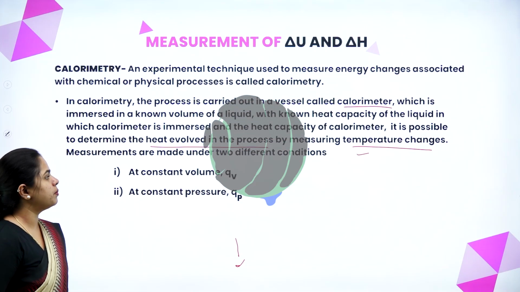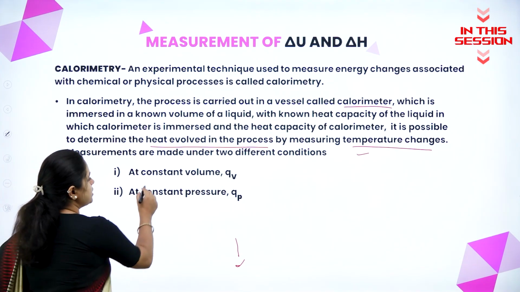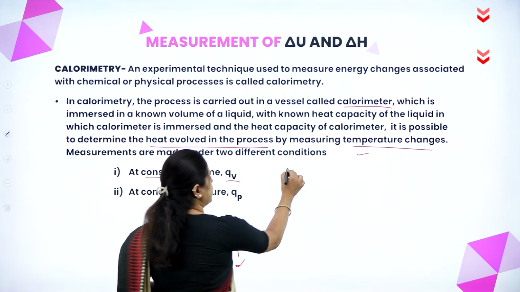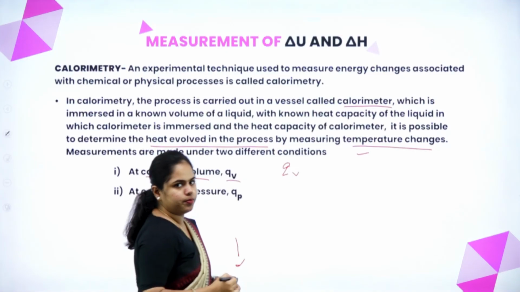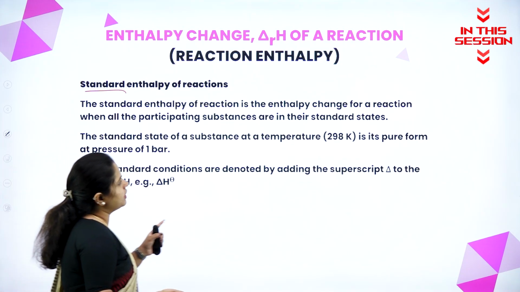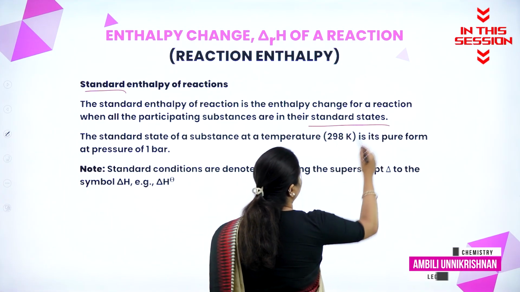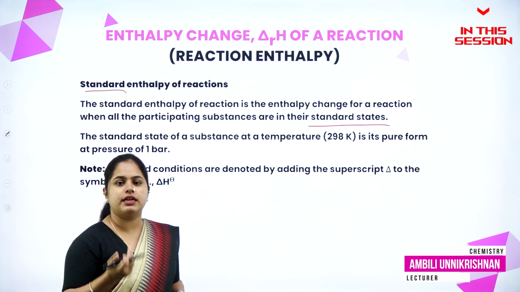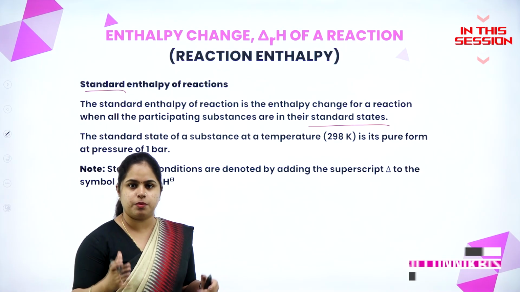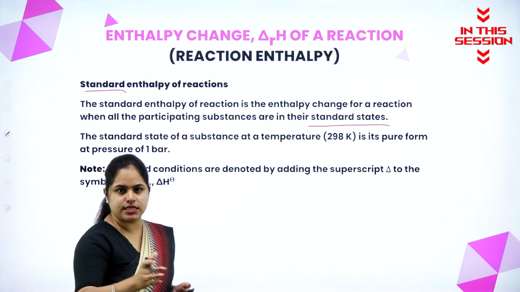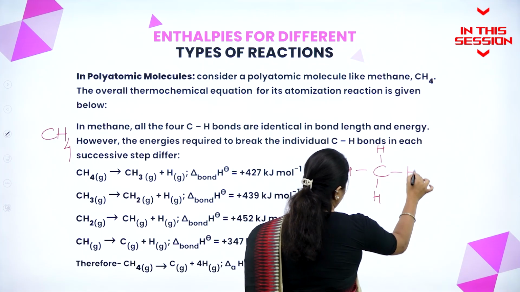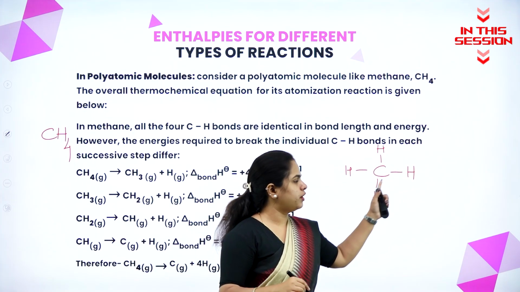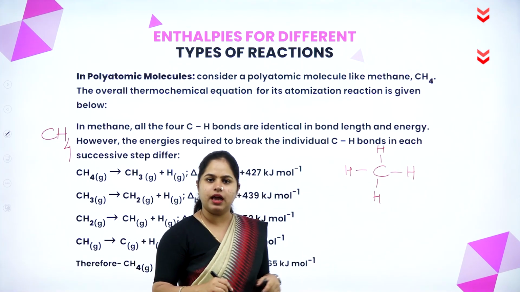Now the measurements are made under two different conditions. One is at constant volume, that is QV, that is heat change at constant volume, when all the participating substances are in their standard states. All the participating substances means your reactants and products, all of that must be in standard state. So in this case, it is not a diatomic molecule, right? Carbon is having different 4 bonds with carbon and hydrogen.